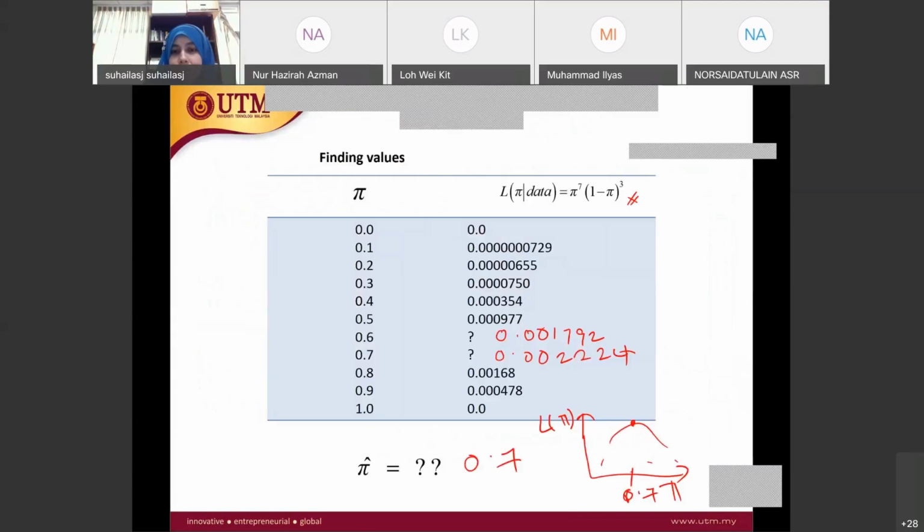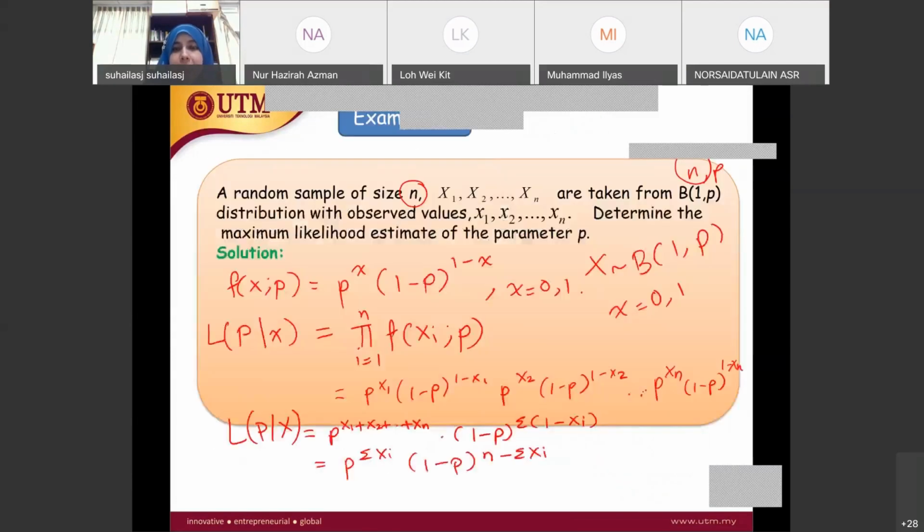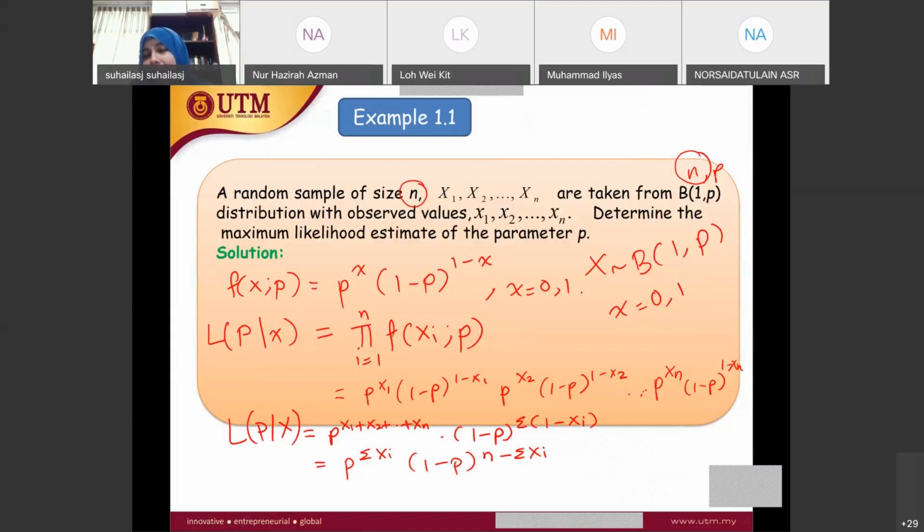So we already have this one. Okay, these are the steps. The first example that I already mentioned is on the binomial distribution, but this one is just binomial(1, p). Binomial(1, p) is where your n equals 1 and the parameter is p, so this is your Bernoulli distribution. The probability function is given as p to the power x, (1 minus p) to the power 1 minus x. So you want to find the MLE.